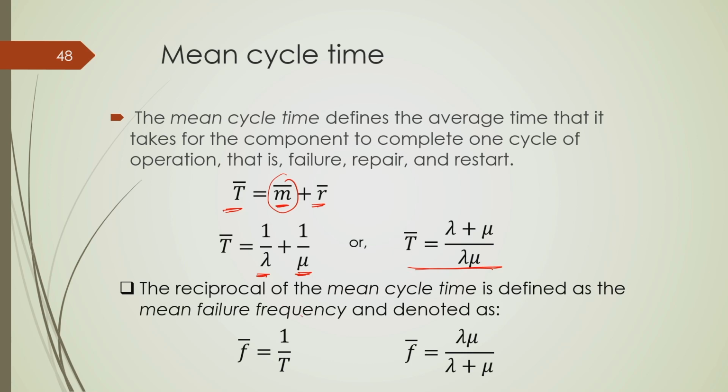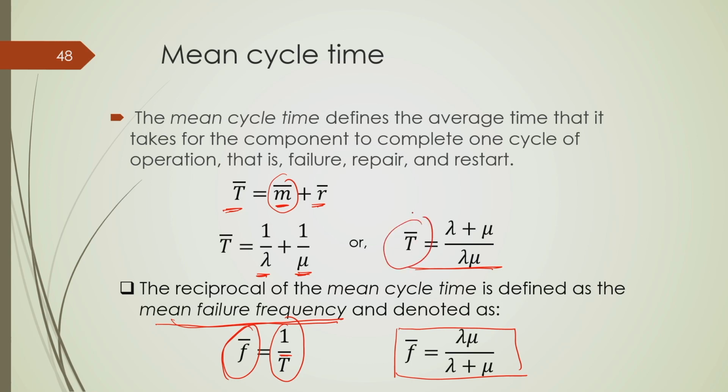If we take the reciprocal of this T bar, 1 upon T bar, what we get is called the mean failure frequency, and that can also be represented in terms of lambda and mu. If you simply take the reciprocal of the time period, you will get the frequency, and since it is the time period between two faults, its reciprocal gives the failure frequency.